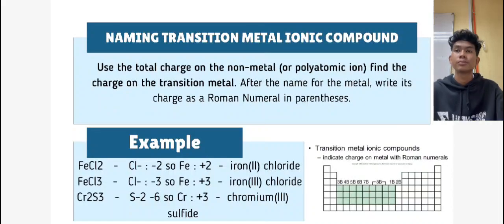Next, naming a transition metal ionic compound. Use the total charge on the non-metal or polyatomic ion. Find the charge on the transition metal. After the name of the metal, write its charge as a Roman numeral in parentheses.